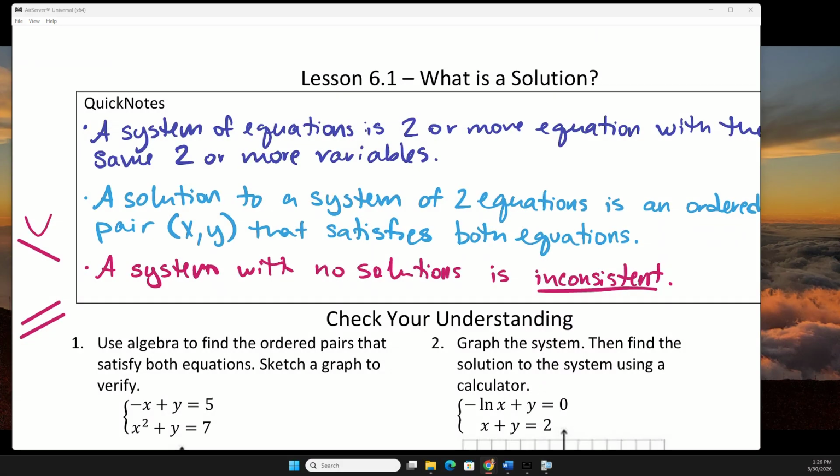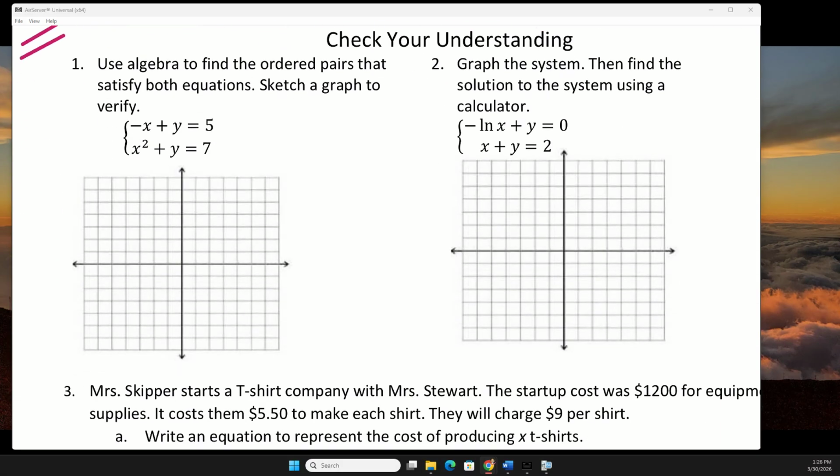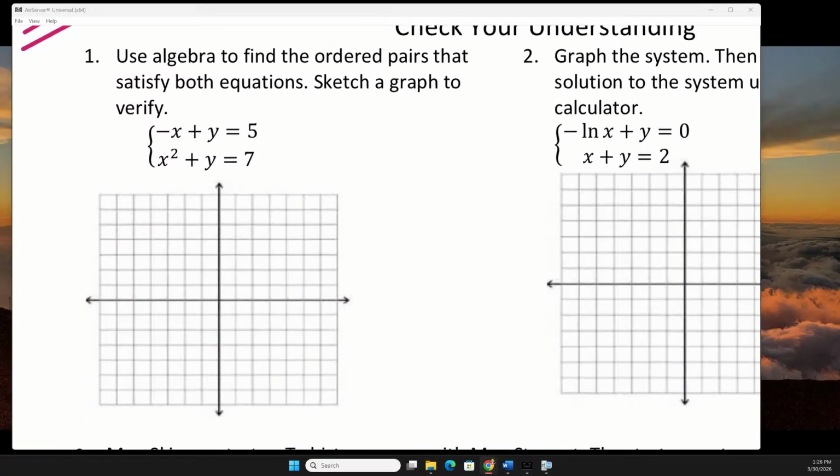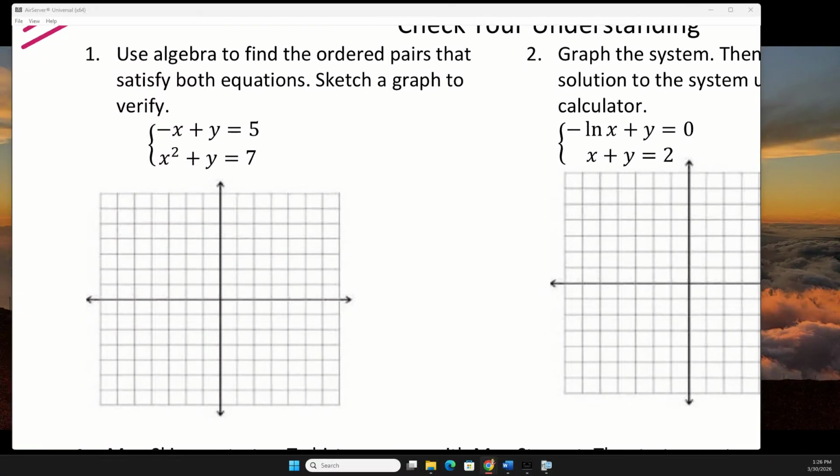Alright, so on number 1, it tells us to use algebra, but actually I'm not going to. I'm just going to solve this by graphing, but I'm going to do the graph without the calculator. Alright, so to graph, most of the time you need the equation solved for y. And so this first one, to solve it for y, I'm just going to move the x to the other side, but when you move it to the other side, it becomes positive. And then for the other one, to move the x squared to the other side, it becomes negative.